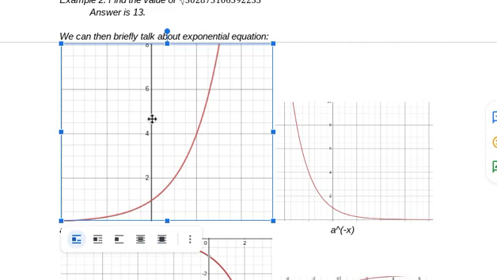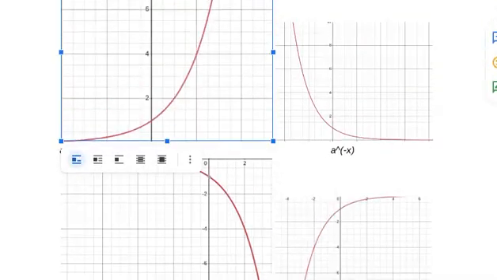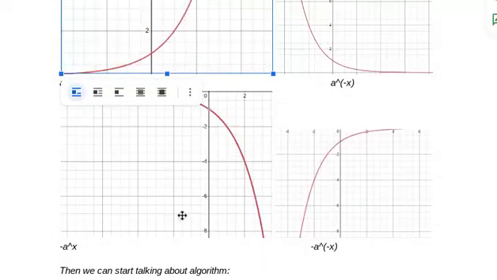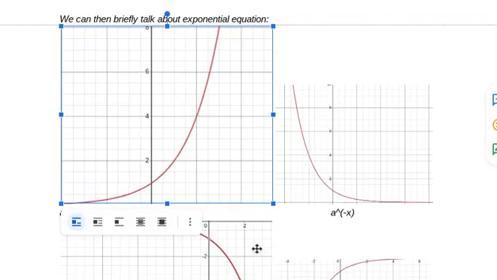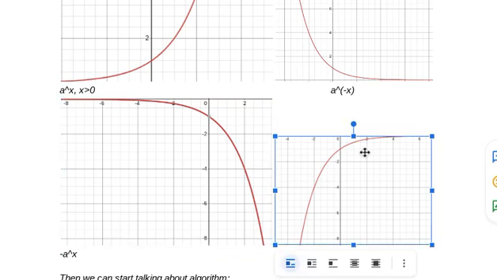The next one is a to the power of negative x. So basically a is still positive, x is also positive, but it's in the form of negative x. The second one, negative a to the power of x, is similar to this one, except it is reflected across the x-axis, and this one is negative a to the power of negative x.